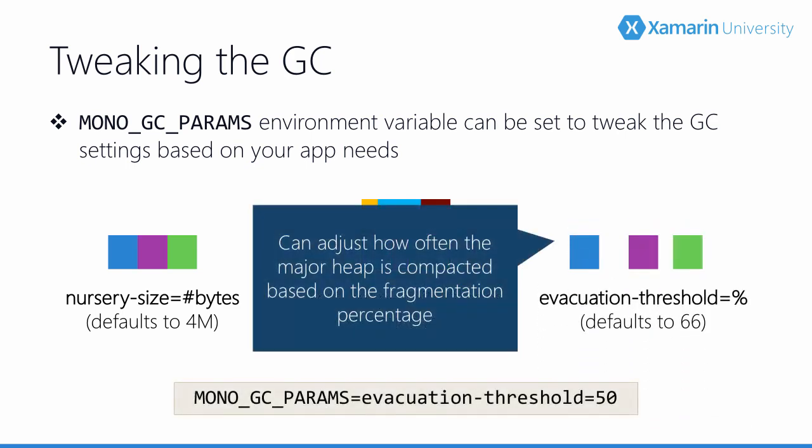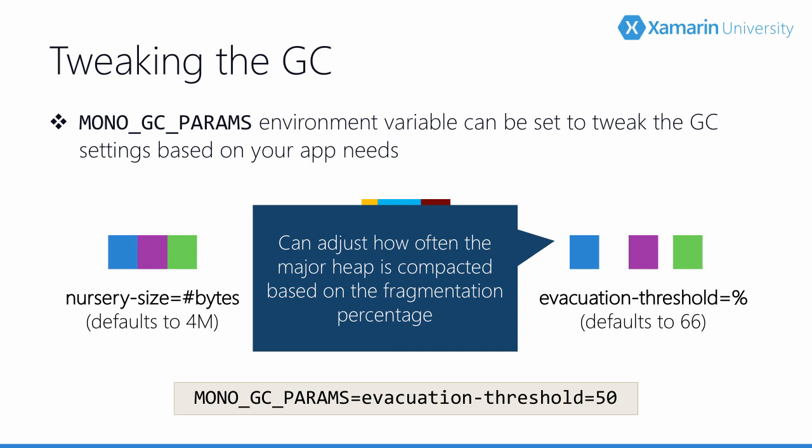The third thing that you can set is something called the evacuation threshold. This is the percentage of fragmentation that we want to allow in the buckets in the major heap. By default, this is 66, but again, you can adjust this value by either raising it or lowering it to be able to say, I want to allow more fragmentation or less fragmentation. If you say more fragmentation, then again, it won't compact the major heap as often. If you say less fragmentation, it will compact the major heap more often, but it will keep your objects closer together, and so you may get a benefit just from cache coherency.